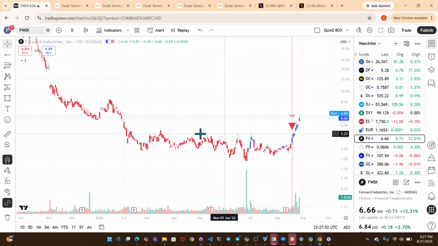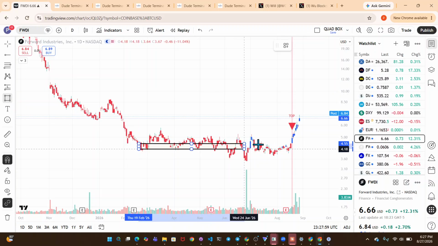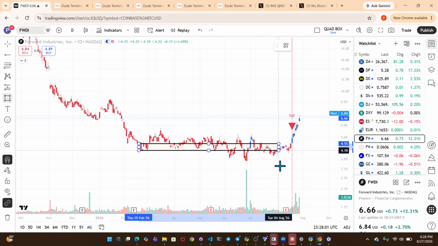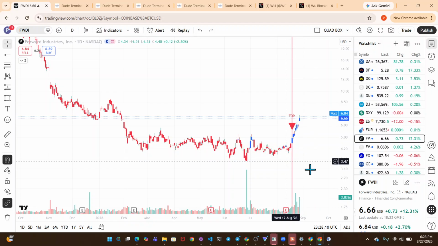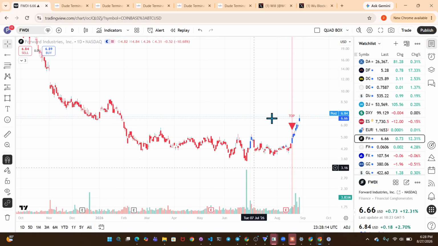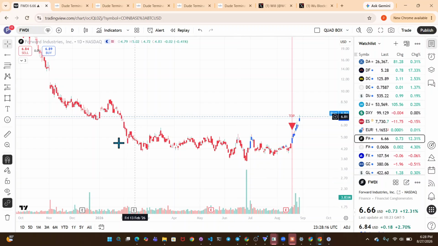This is bullish price action. Look at the compression here, dude. This is a tight range of price action for how long? Going all the way back to February 2026. So there's a lot of compression there, and I think this thing could pop really hard. This is the FWDI chart, right? The main Solana digital asset treasury.